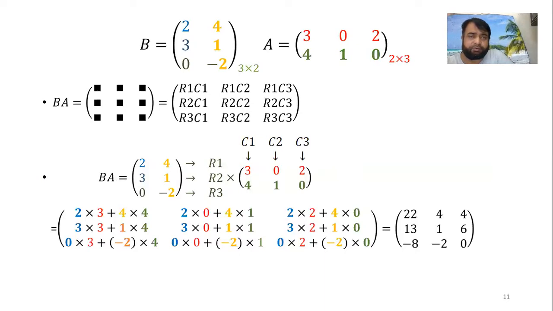Now when you multiply them, the first element and the first element, then the second element and the second element would be multiplied, and in between there would be an addition sign. That is 2 times 3 plus 4 times 4. Then this element is row 1, column 2. So 2 times 0 plus 4 times 1. And so on. Thus you can find every element of this product, and ultimately you will get this matrix, which is a 3 by 3 order matrix, that is BA.